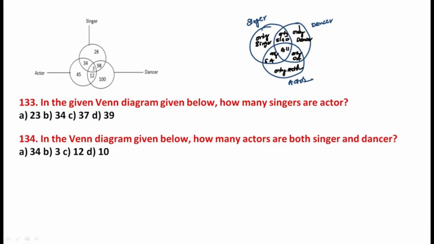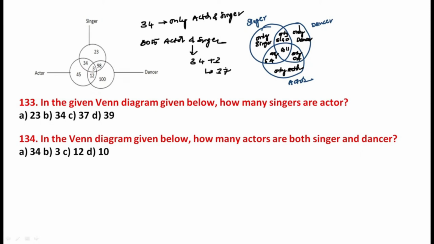See, the number of persons who are only singers is 23. Remember guys, 45 is only actor, 100 is only dancer. 34 is only actor and singer, guys. 34 is the representation for only actor and singer. If sometimes the question asks how many members are there for both actors and singers, then your answer is 34 plus 3 is equal to 37. Both are different questions, guys. Only is the special region, both is the representation for the entire region.